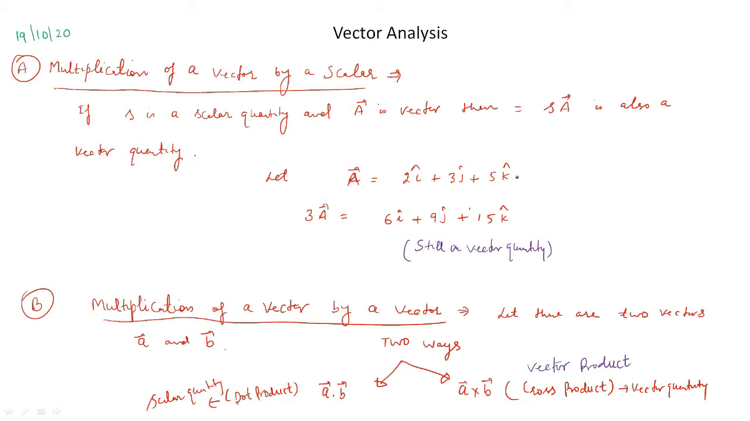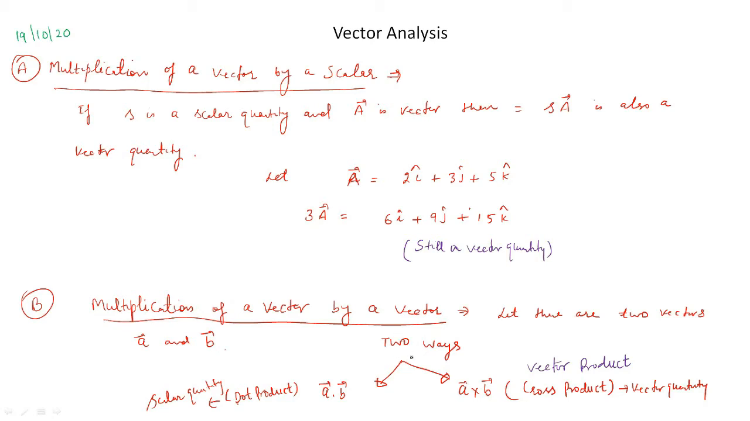If you see here, the magnitude of this vector will be root of 2 square plus 3 square plus 5 square. But the magnitude of this vector 3A will be equal to root of 6 square plus 9 square plus 15 square. So when a scalar quantity is multiplied by a vector quantity, it remains a vector quantity but its magnitude is varied.